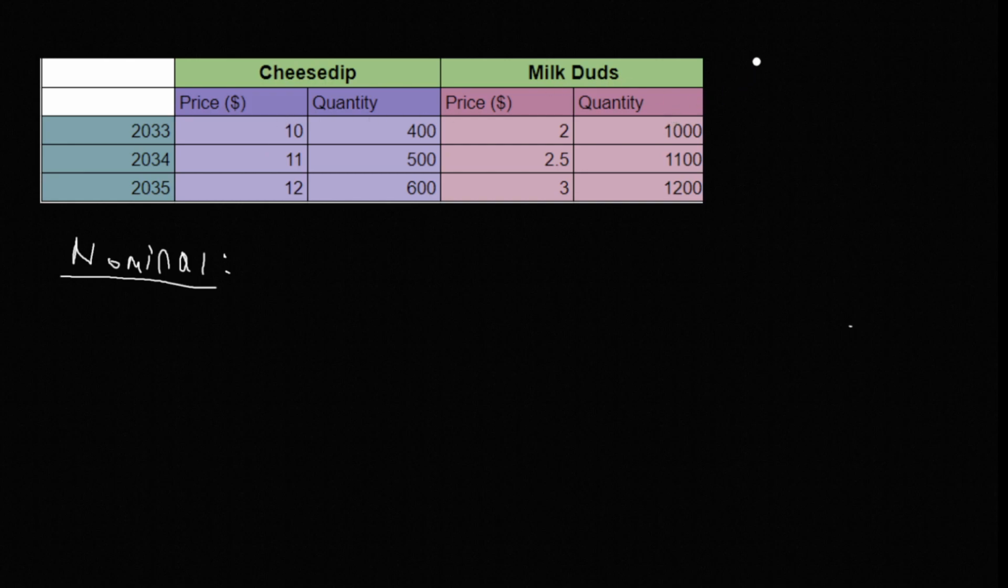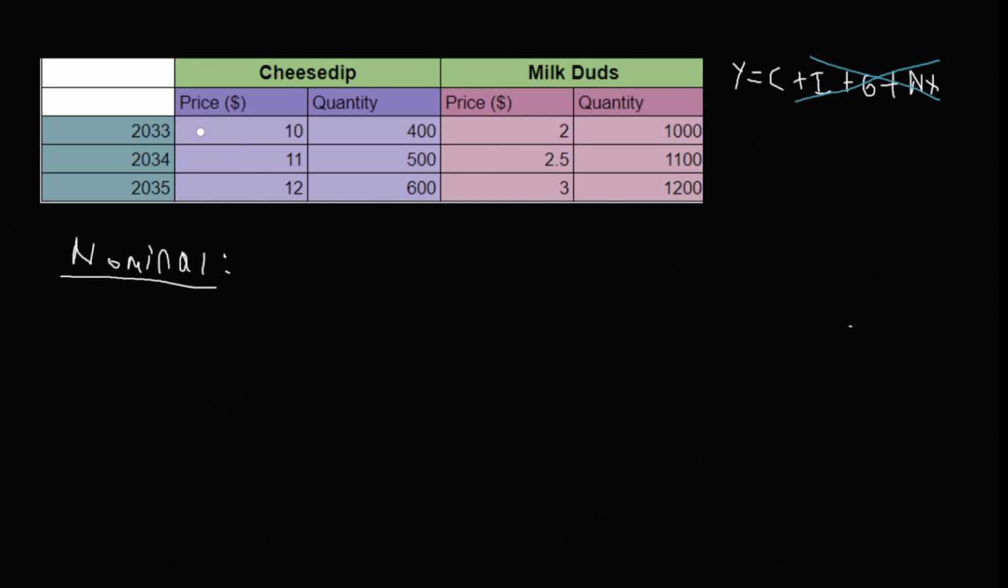If we remember back in one of the other videos, GDP is C plus I plus G plus NX. We don't have any information about investment, government, and net exports, so we don't have to worry about them right now. We just have to look at consumption.